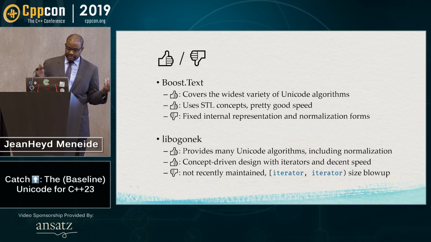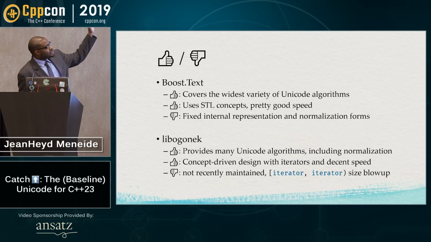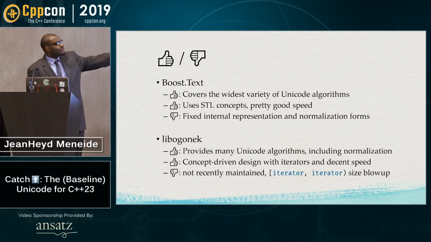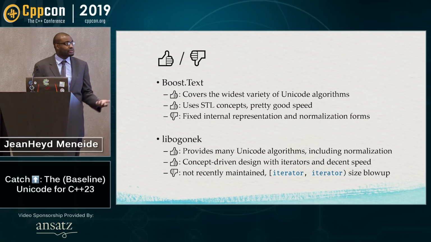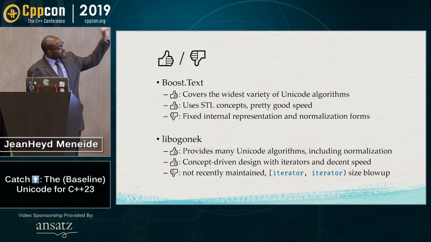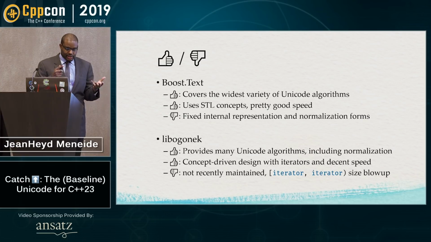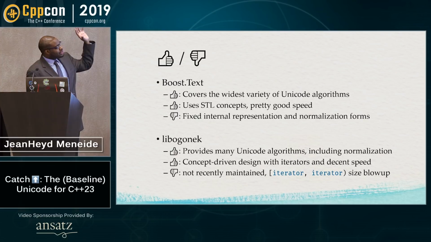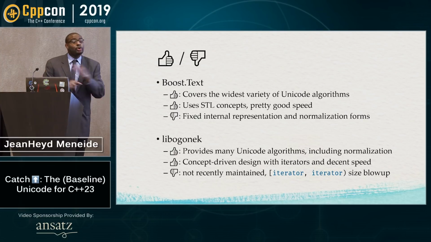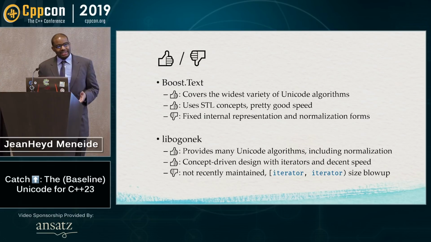So, talking about some of the ups and downs here: Boost.Text covers the widest variety of Unicode algorithms outside of ICU that I've seen so far. It also uses STL concepts, so it has ranges and iterators and the same kind of container stuff. The only downside to Boost.Text, literally the only downside in Zach Laine's work, is that he's opinionated. He has very strong opinions. If you come to an SG16 meeting, you'll know what I'm talking about.